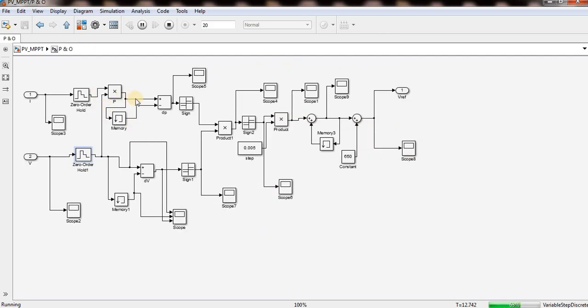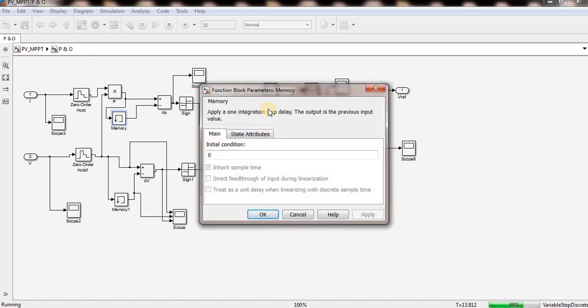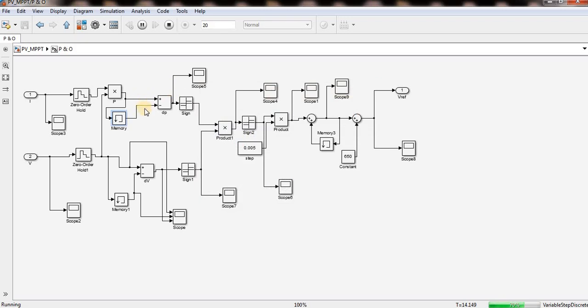After that I calculated the power. See, voltage into current is the power, and this is the voltage. Then I calculated the change in power, dp. This is the present power, and this memory holds my previous power. Memory means it will store the previous value. So I took the dp, the change in power, and similarly I got the change in voltage.